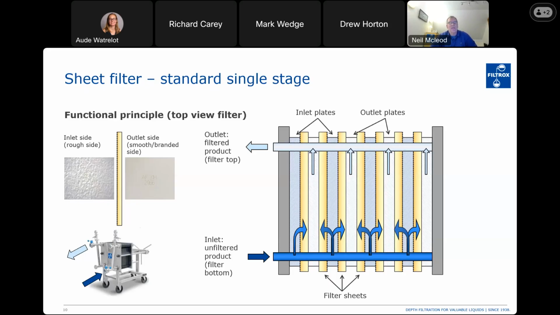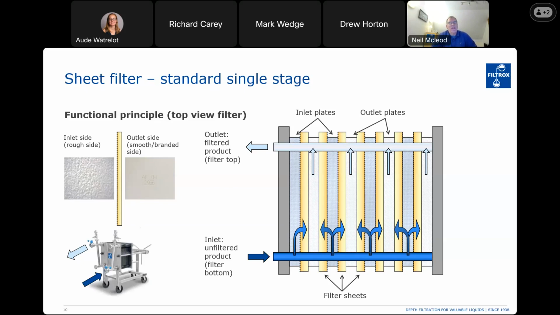So this is a view from above with the inlet coming in from the bottom side and heading out of the top. On the left there, we can see that the actual depth filters have two different sides to them. One side is a rough, bumpy side, which gives us a larger surface area to collect solids on. And the outlet side of the filter sheet is a smooth side. This is the side which is normally branded with the grade of filter and also has a batch number on it, so the filter has traceability, and if there are any questions about it, we can do a traceability check on that.